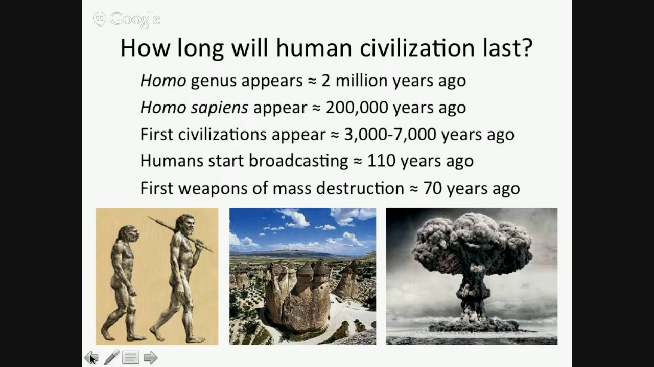But, you know, asteroids hit the planet. There's all sorts of things that, you know, we can cook our planet based on carbon dioxide release. There's all sorts of things that can limit the lifetimes of civilizations. And we simply don't know what that number is.